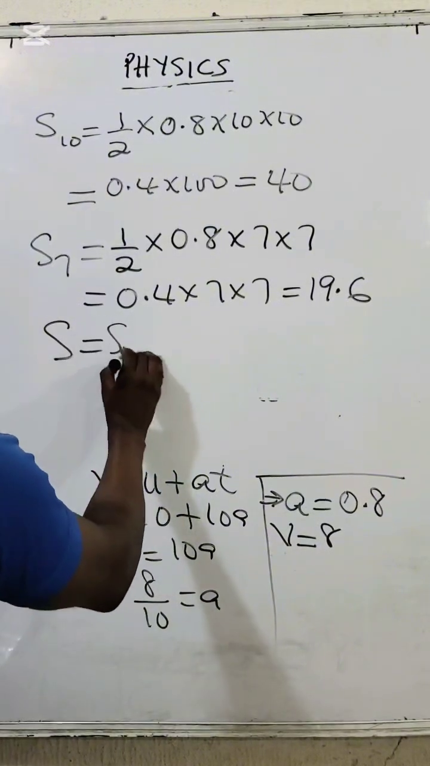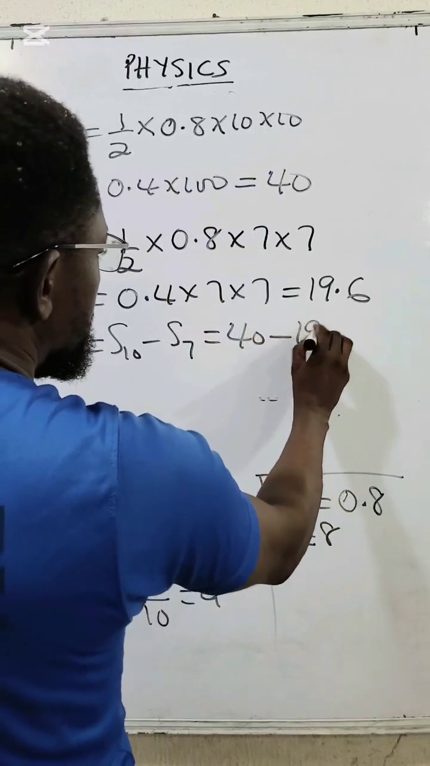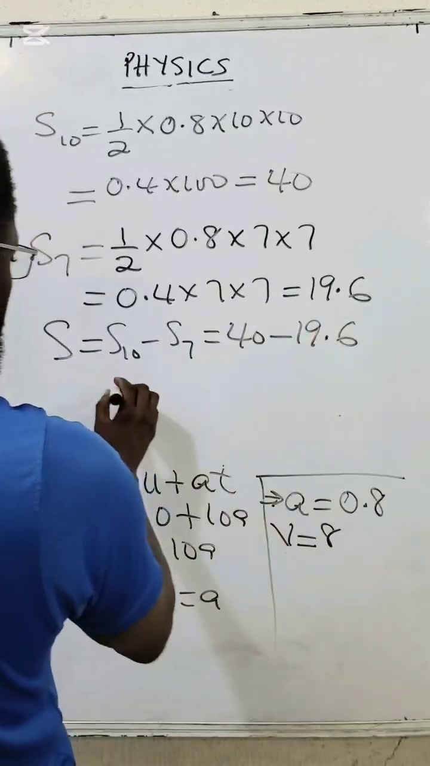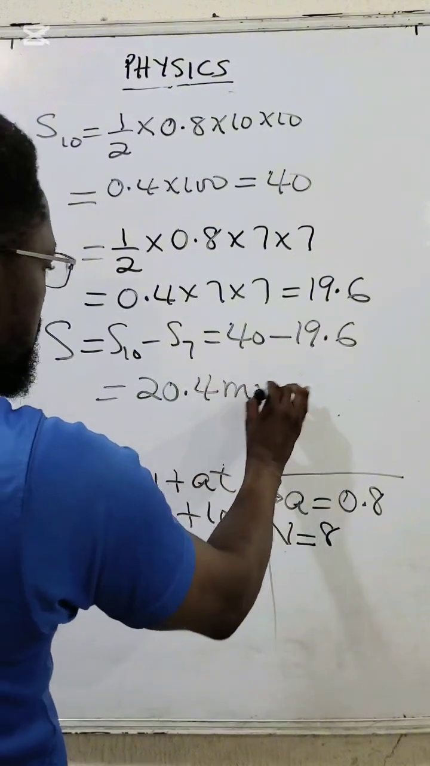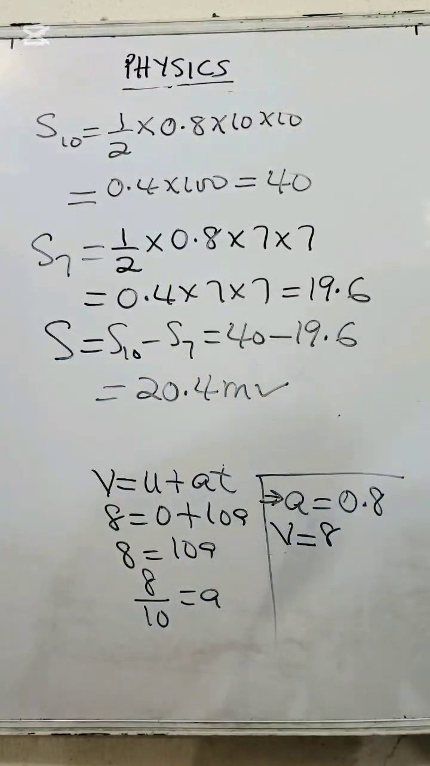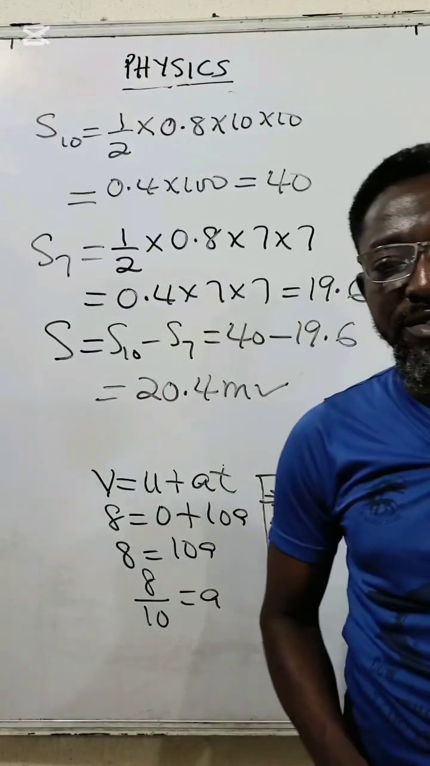So the distance covered in the last 3 seconds will be the distance covered in 10 seconds minus the distance covered in 7 seconds. That will be 40 minus 19.6, and that will give us 20.4 meters. That is the distance covered in the last 3 seconds of the motion.